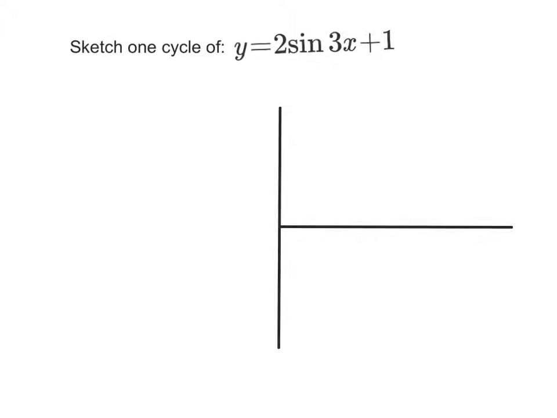So we'll start with the amplitude. The amplitude, if you remember, is always found by looking at the number that sits in front of the function. So in this case, our amplitude is 2.